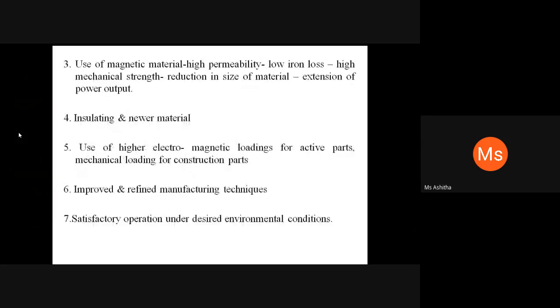The third one is the use of magnetic material which has high permeability, low iron loss, and high mechanical strength. The material permits the use of a high value of flux density. Therefore, it results in a reduction in the size of the machine and also promotes the extension of power output.